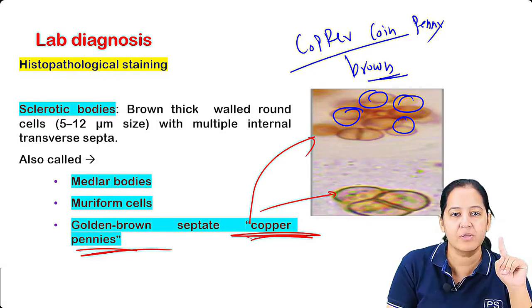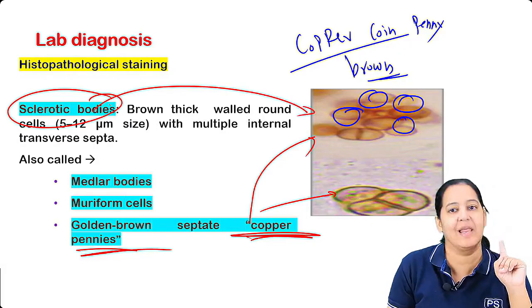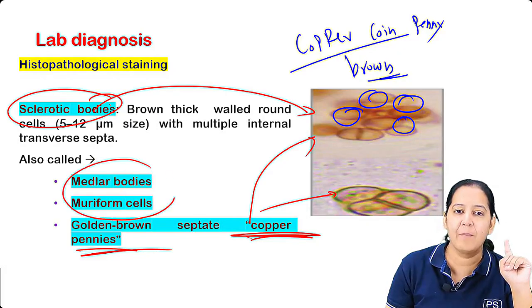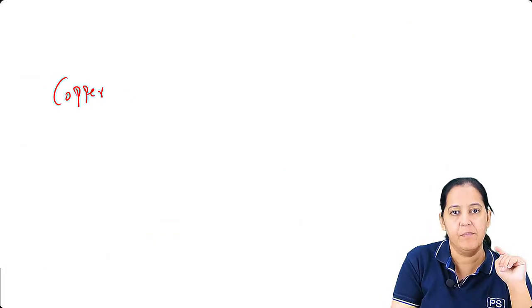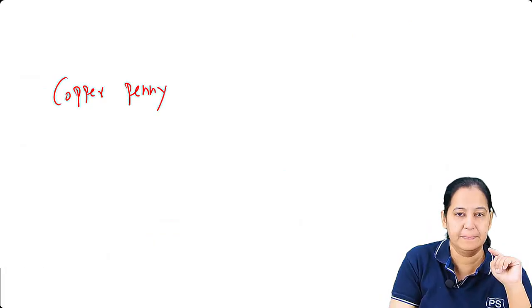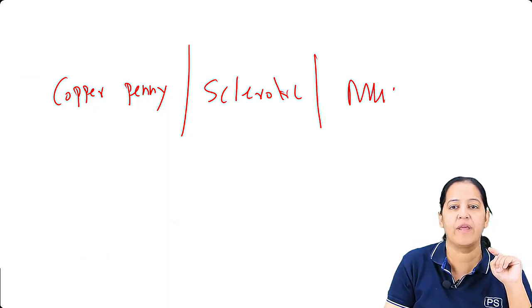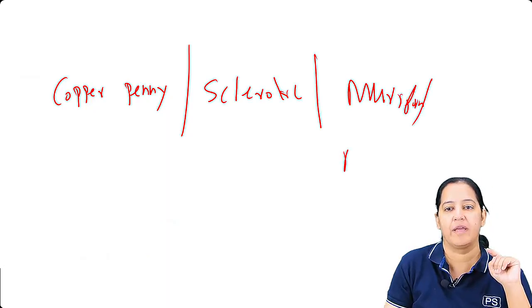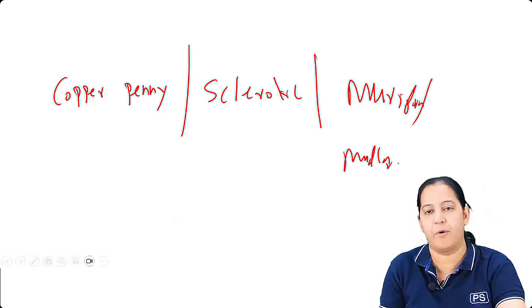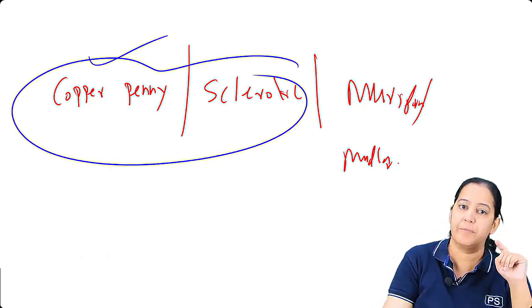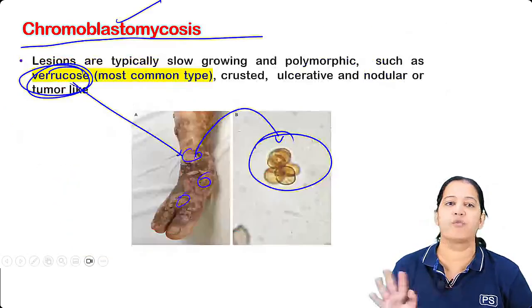Number one, it is also known as sclerotic body. It is also known as medlar or muriform body. So learn four names: copper penny, sclerotic body, muriform body, and Medlar body. Muriform and Medlar are not very important, but you get questions on these two repeatedly. So it is a hallmark of chromoblastomycosis.